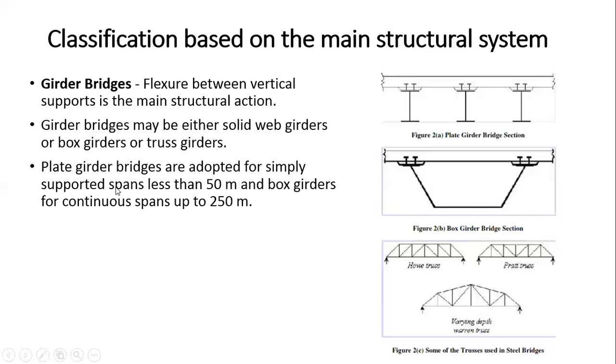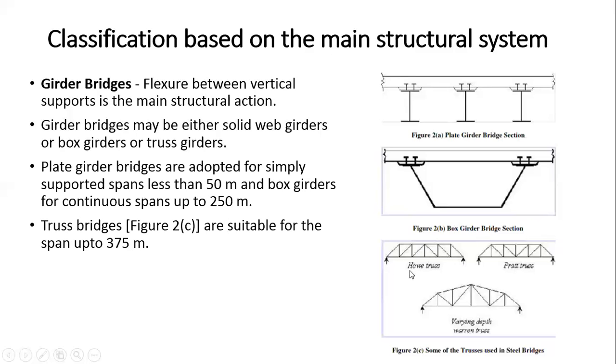Now, plate girder bridges are generally used for spans up to 50 meters, and box girders are used up to 250 meters. Truss bridges, this type of bridge, are used up to 375 meters.